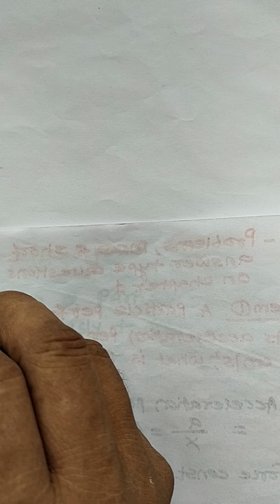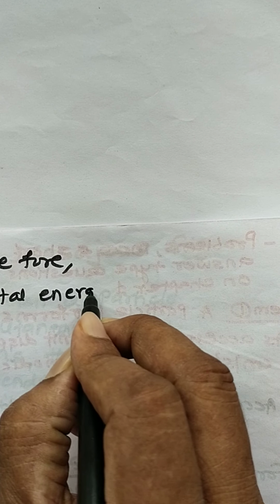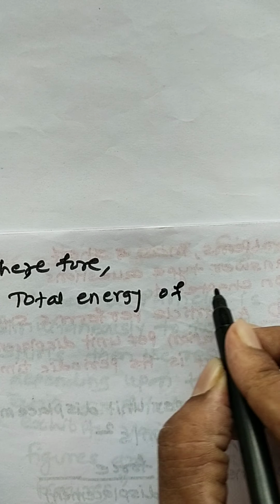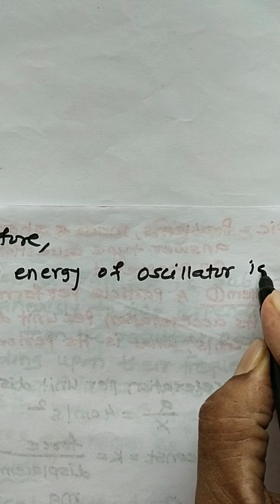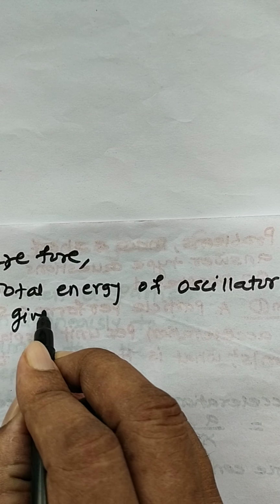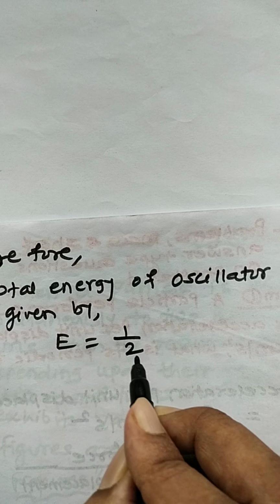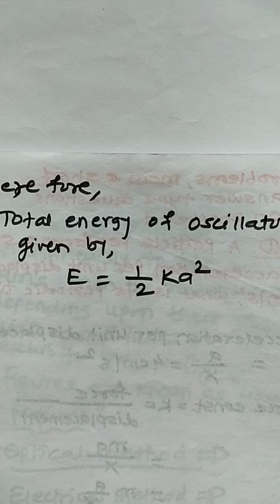So the total energy of the oscillator is given by E is equal to 1/2 K a square.